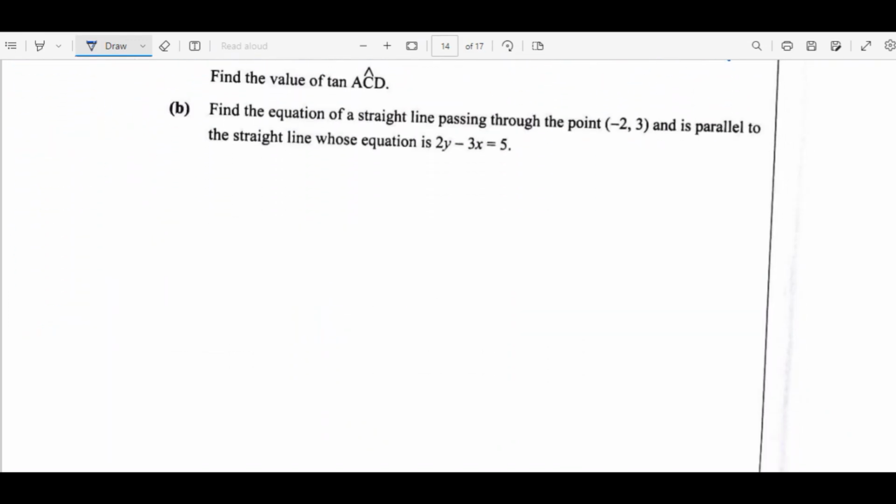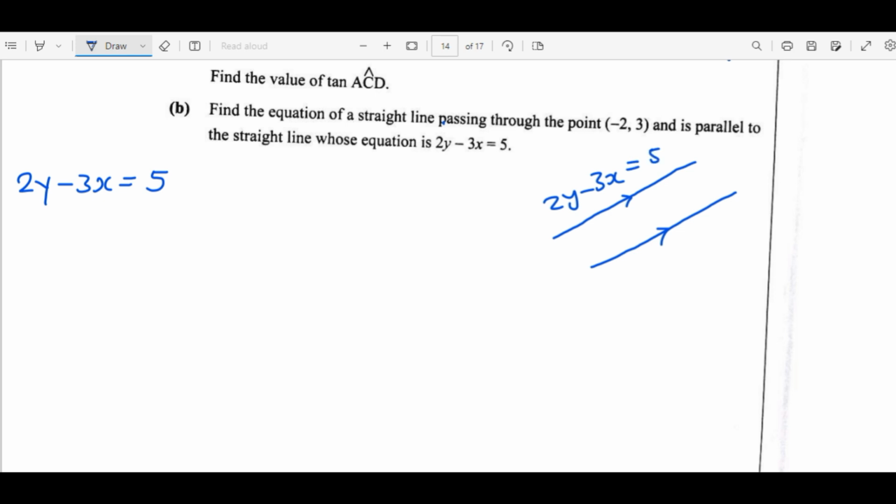Okay, so we go to the next question. Find the equation of the straight line passing through the point and is parallel to the straight line whose equation is 2y minus 3x is equal to 5. Okay, so we have two lines. There is this line, and another line. So the equation 2y minus 3x is equal to 5 represents one of these two lines. Then the coordinates negative 2, 3 is for the other one.